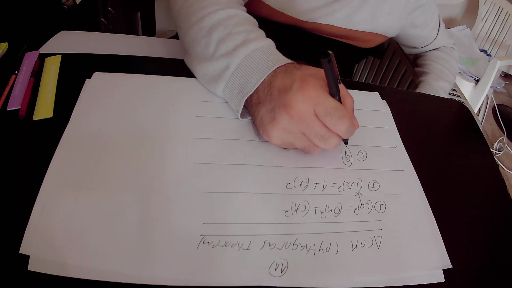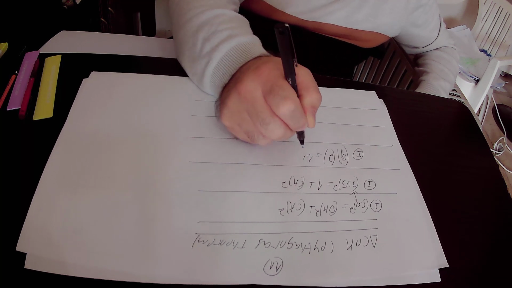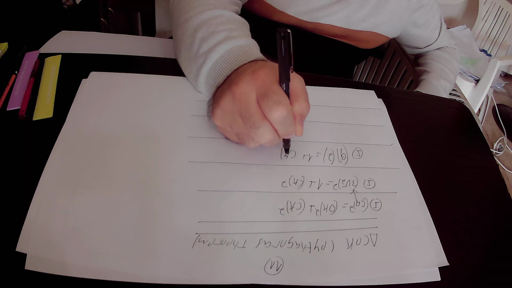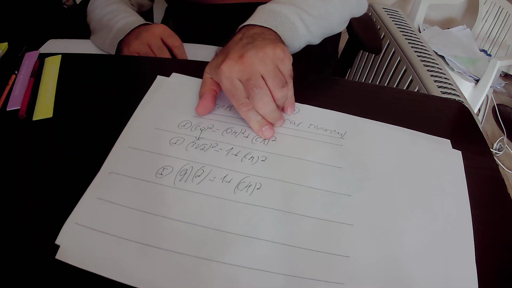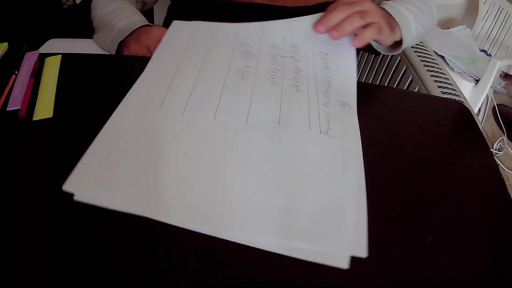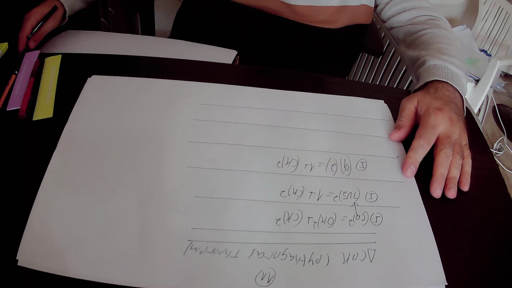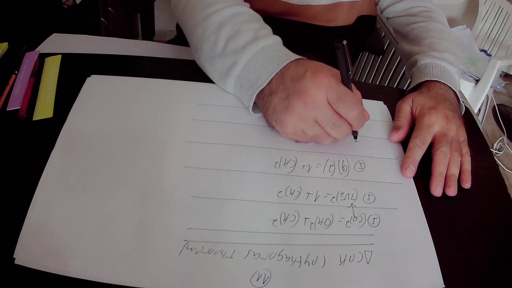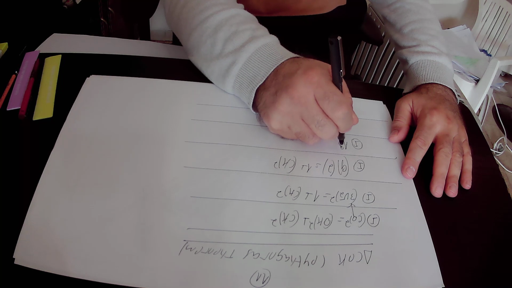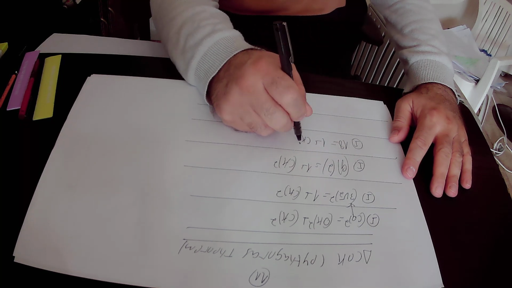9 times 2 equals 1 plus CK squared. Here 9 times 2 is 18, so I write it down. 18 equals 1 plus CK squared.